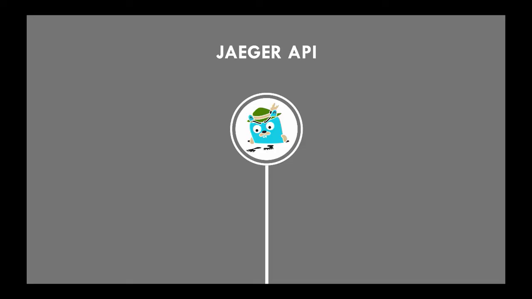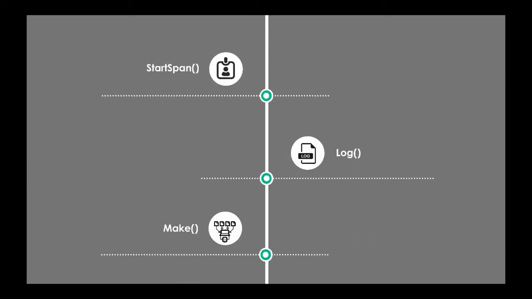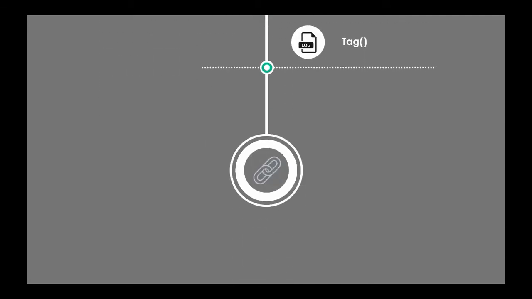Let's go through certain important functions in the Jaeger API. These are the functions which correspond to the functions we just described in the Blkin API. And these are the start span, the log, the make, and the tag functions. Let's look at a sample code to understand these functions of Jaeger.